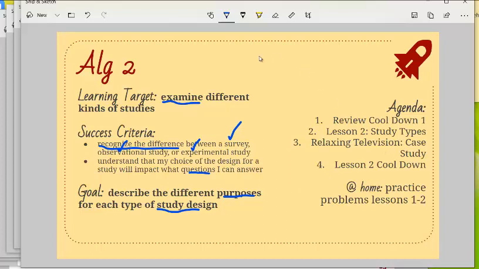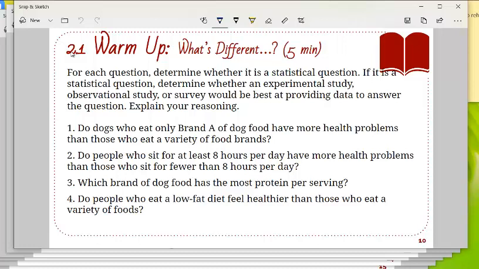All right? So let's kick off with our warm-up, 2.1. Our warm-up is asking, what is different about these questions? For each question, we're going to decide if it is a statistical question or not. And if it is, we want to tell whether it's an experiment, an observation, or a survey, and be able to explain why.